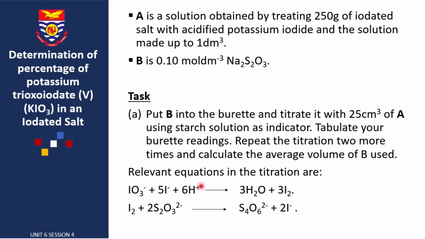This is an instruction, but let's look at two equations that we're going to need. This is one, and then this is the other. Here we have the iodate ion reacting with iodide and protons to produce water and iodine. The iodine produced here then reacts with the thiosulfate ion to produce the tetrathionate ion and then the iodide.